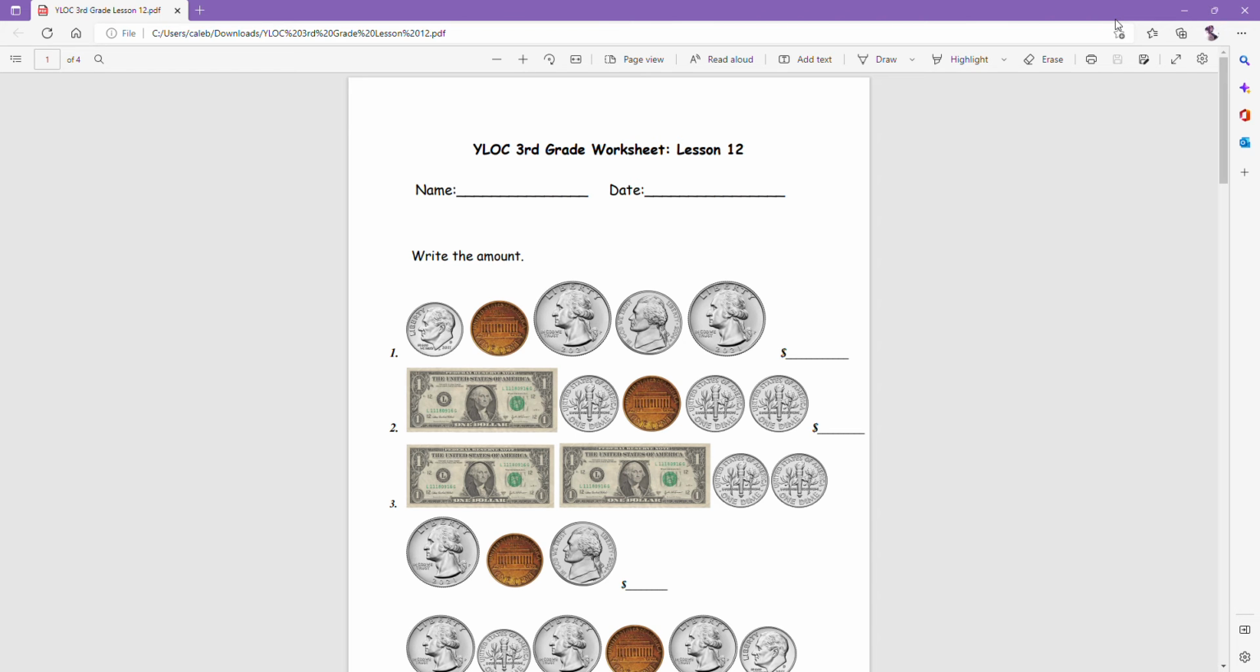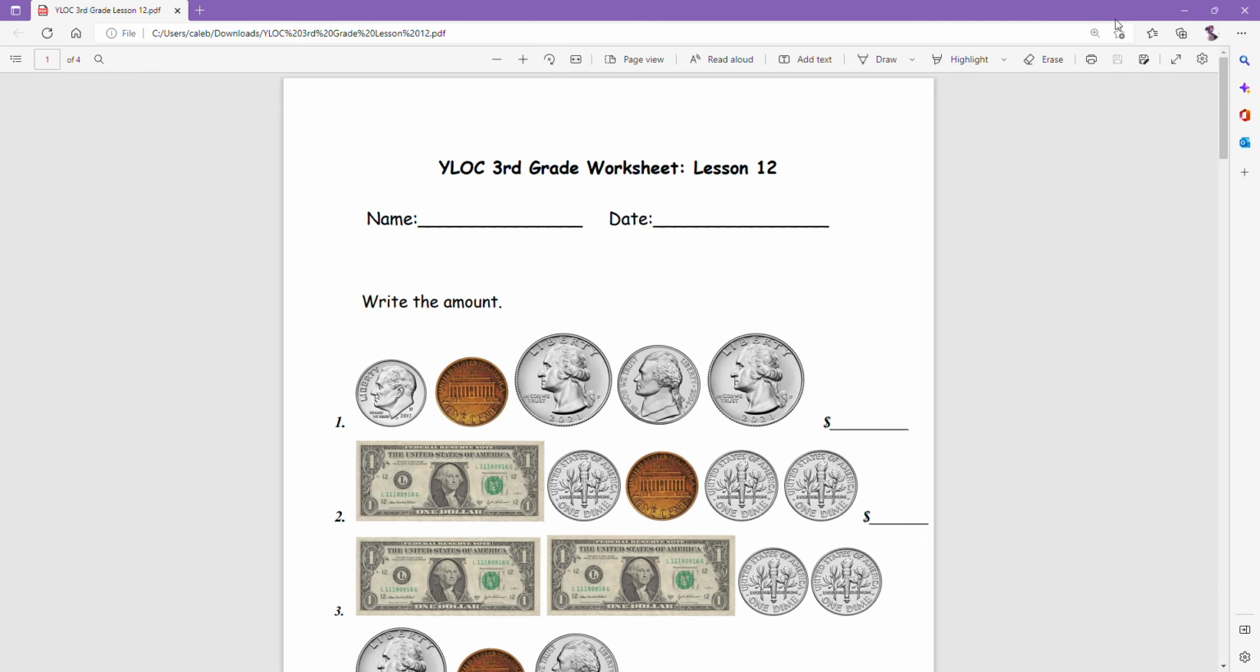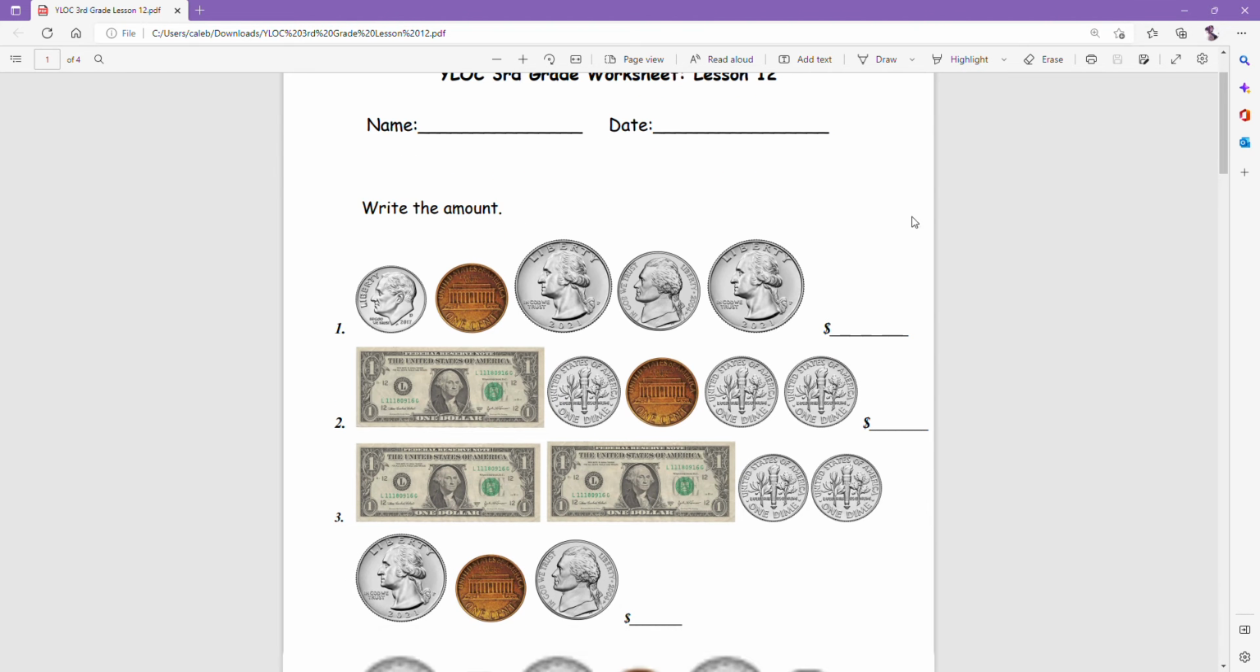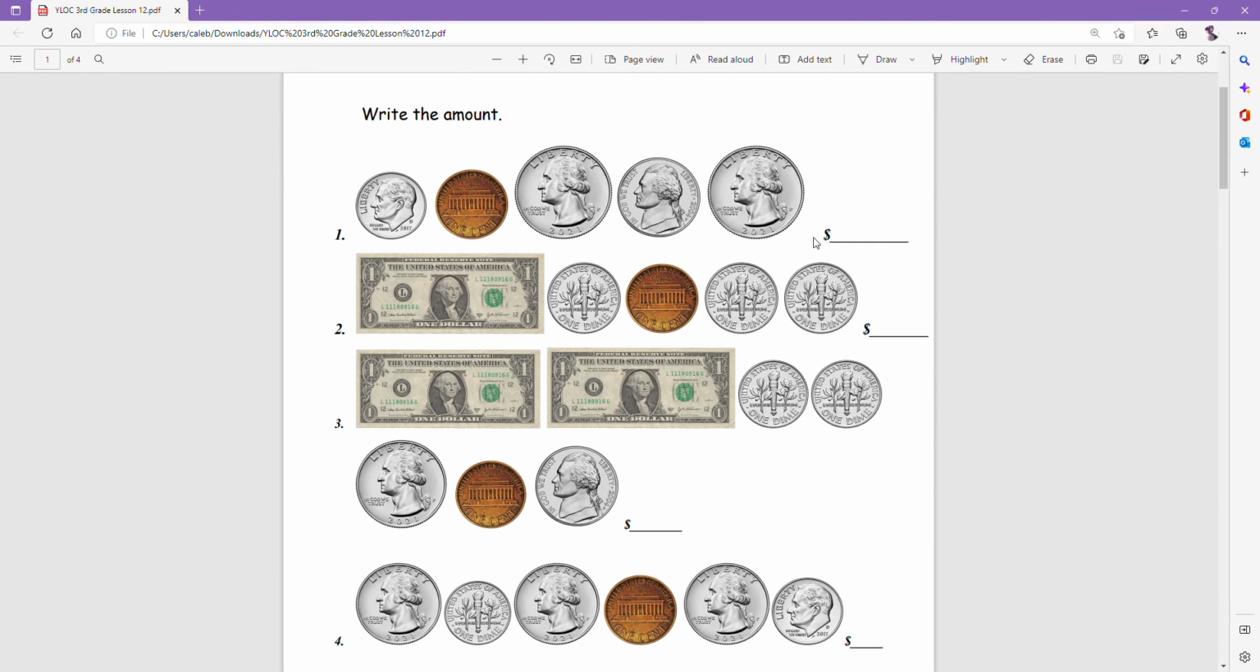Hi guys, today we're going over the third grade worksheet for lesson 12. So for the first problems, we're going to have to write the amount based on the coins or dollars.